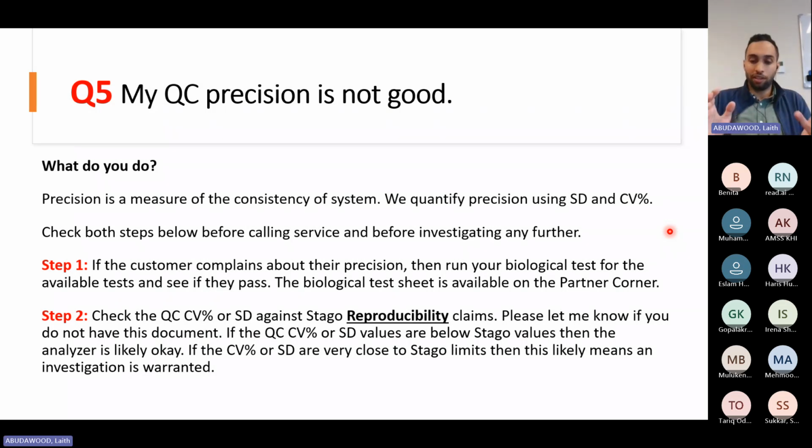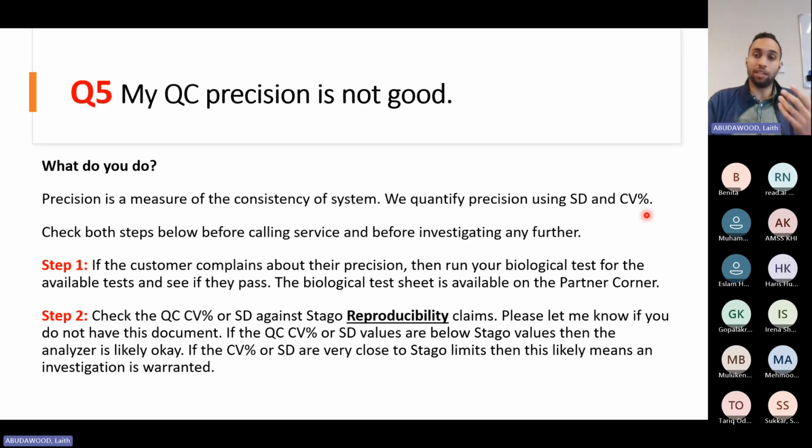Now, precision is an objective metric. You cannot have a metric that's not objective. So how do I objectively assess my precision? I use standard deviation, SD, or I use CV%. There is no feeling in precision. Either you are precise enough or not precise enough.